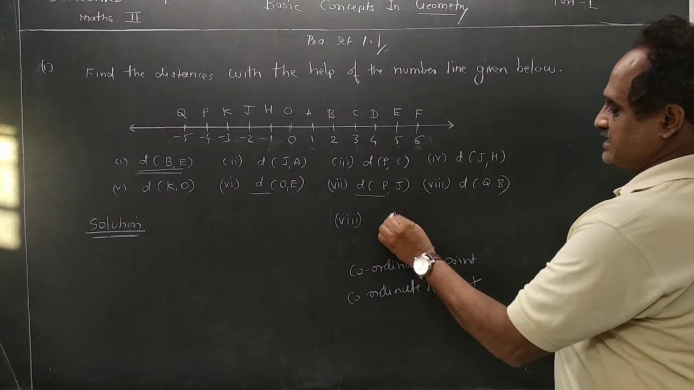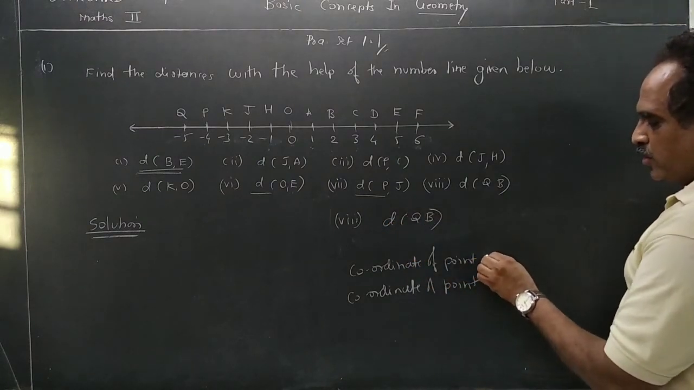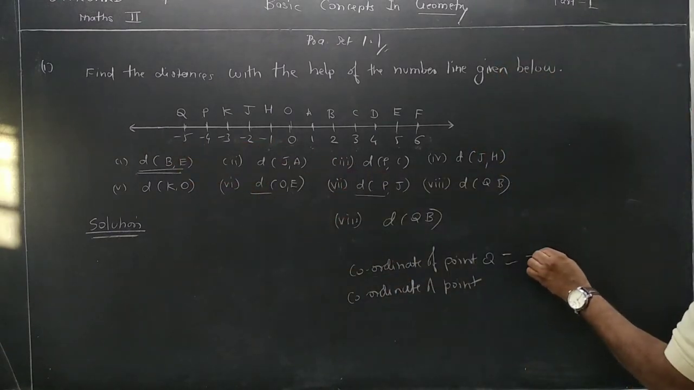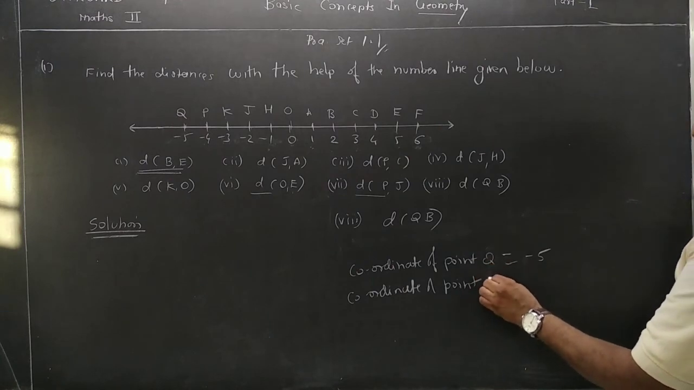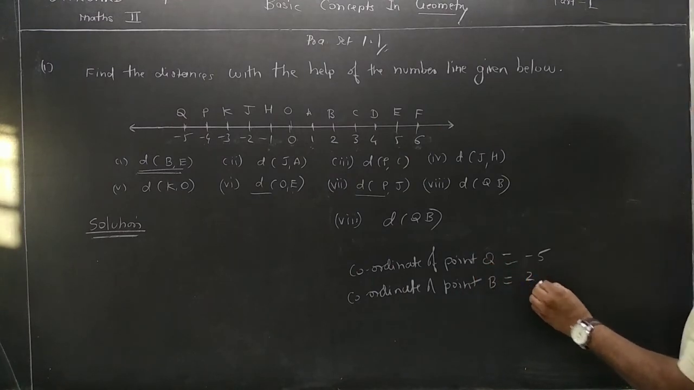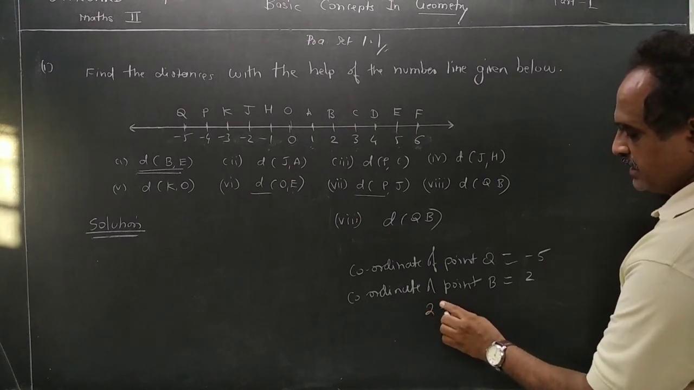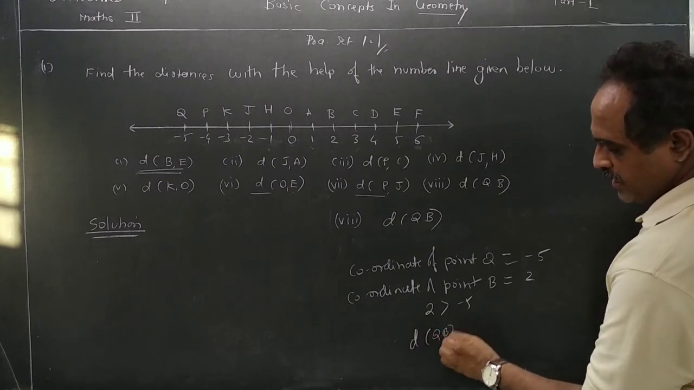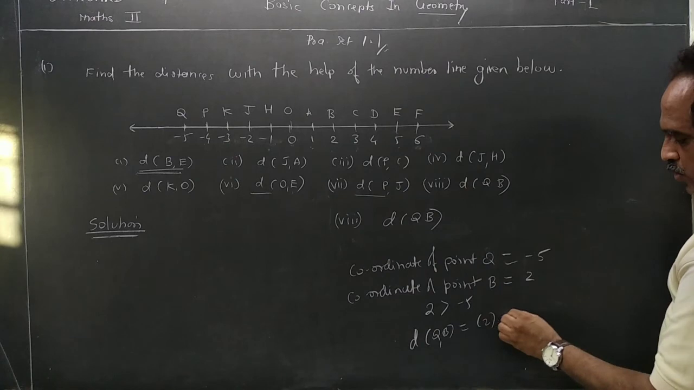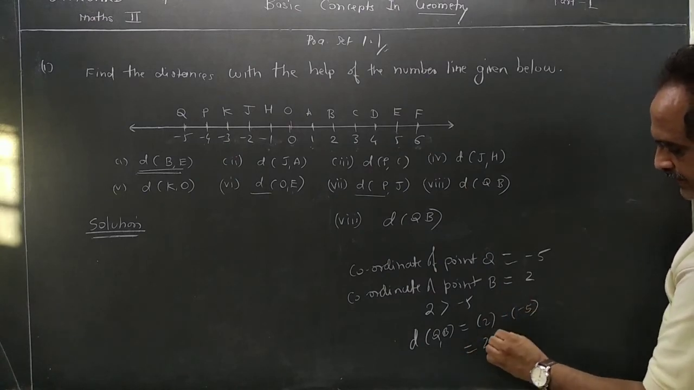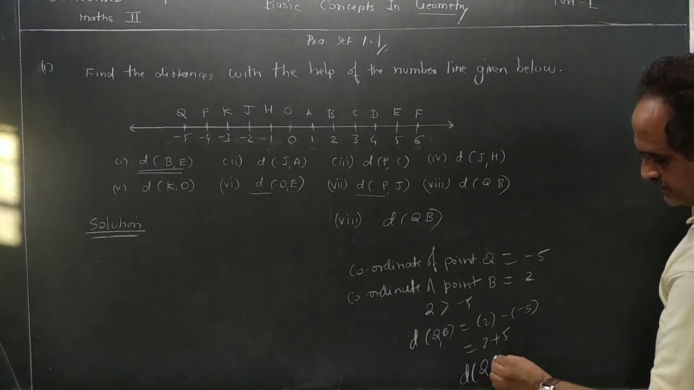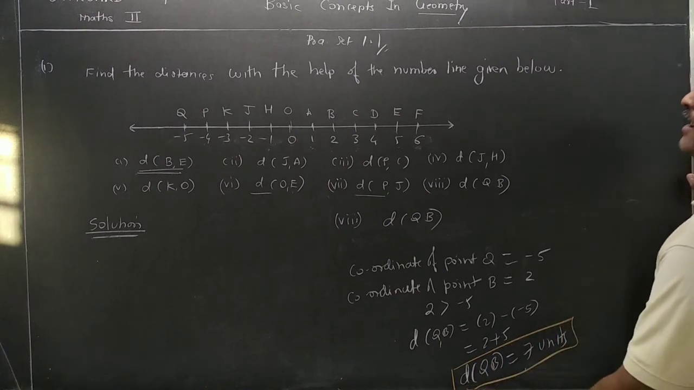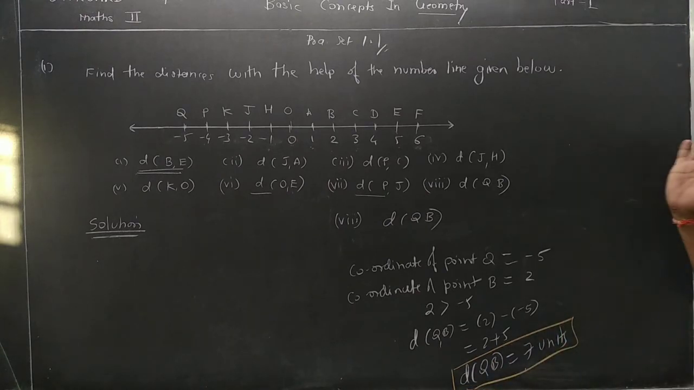Question number 8, distance QB. The coordinate of point Q is minus 5 and the coordinate of point B is 2, and in this case 2 is greater than minus 5. So distance QB is equal to 2 minus minus 5, that is 2 plus 5, and distance QB is equal to 7 units, the answer for question number 8.